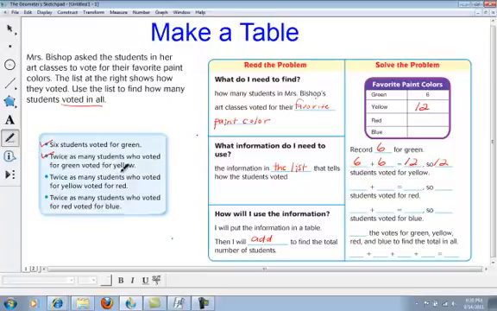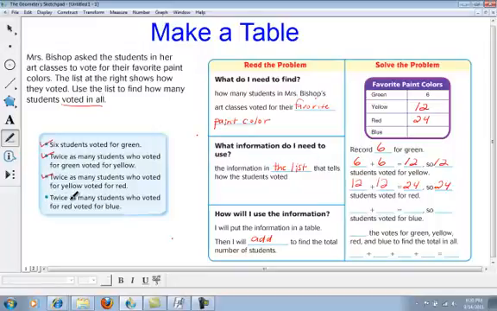Okay, let's look at our next clue. Twice as many students who voted for yellow voted for red. Well, since 12 voted for yellow and twice as many voted for red, 12 plus 12 will tell me how many voted for red. 12 plus 12 gives me 24. So 24 students voted for red. Let me check that one off.